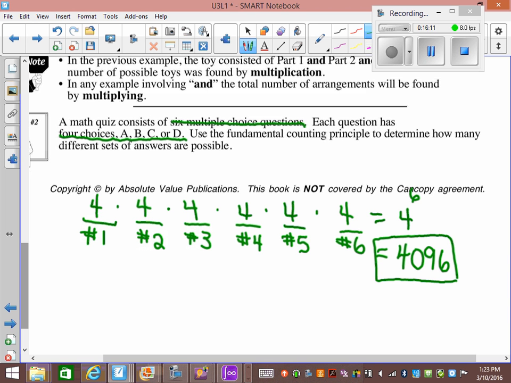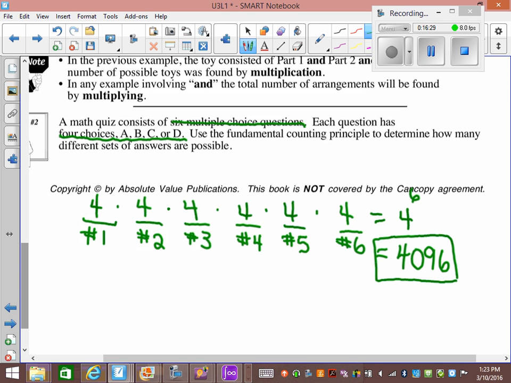Because it'd be like A, then this one could be A. Then this could be A, B, A. Then it could be A, C, A, then A, D, A, then A. Oh no, now it's going to be B, A. You're going to mess one up, right? You're not going to list all of the outcomes.